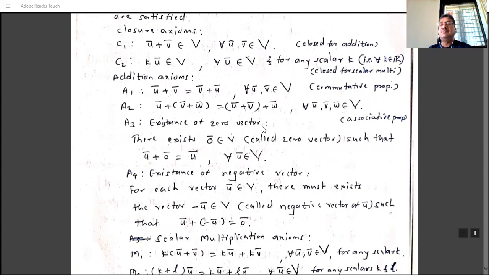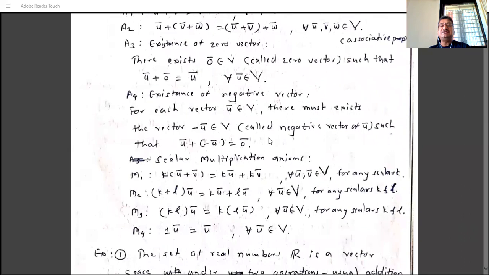So this is the existence of the 0 vector. The 0 vector must exist in the vector space, in that set. If the 0 vector does not exist in the set, then we say it is not a vector space. So which element is called the 0 vector, and what is its notation? 0 bar is its notation. And what is 0 bar? u bar plus 0 bar is equal to u bar. If an element satisfies this property for all u bar belonging to V, it is called the 0 vector. So if we add this 0 vector to any vector, we get the same vector. So such an element exists in the set V.